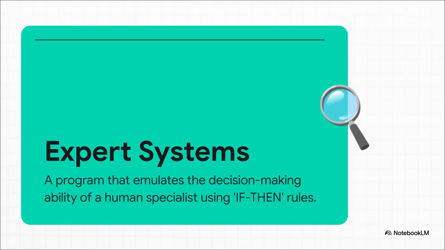But what if, instead of searching blindly, we could just encode an expert's knowledge into the machine? Well, that leads us to expert systems. These were one of the first huge successes in AI. Instead of exploring everything, they rely on a set of logical, if this happens, then do that rules, mimicking the decision-making process of a specialist in a very specific field.